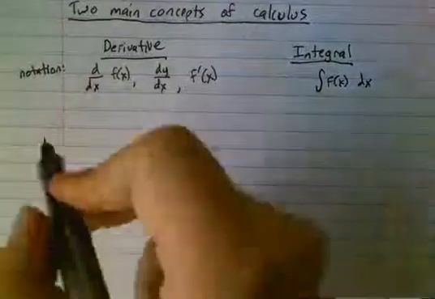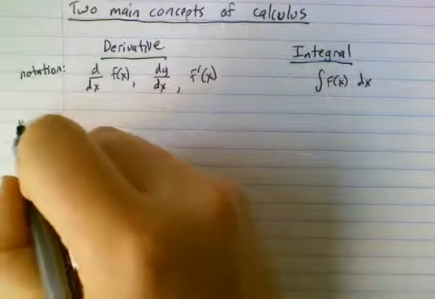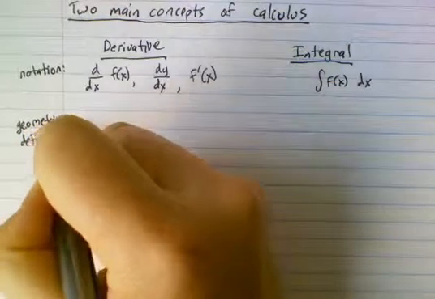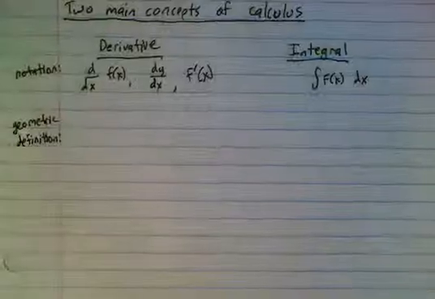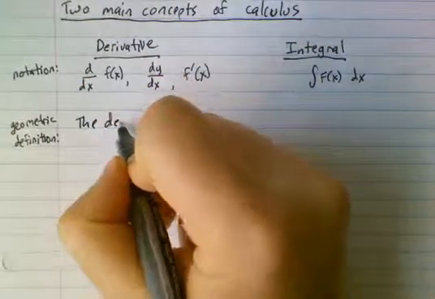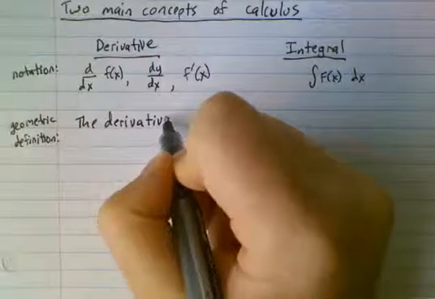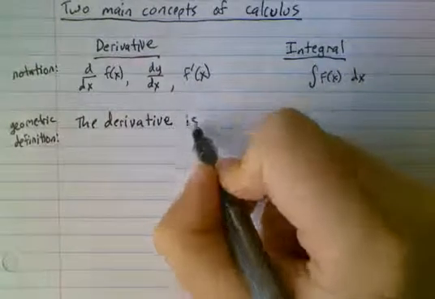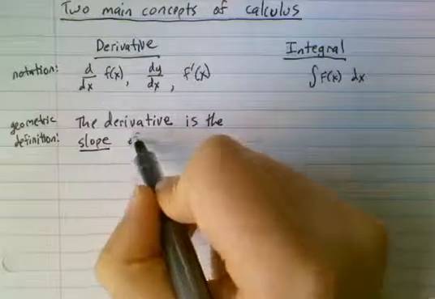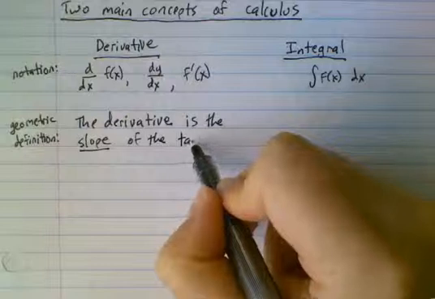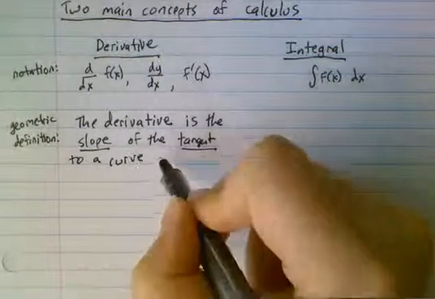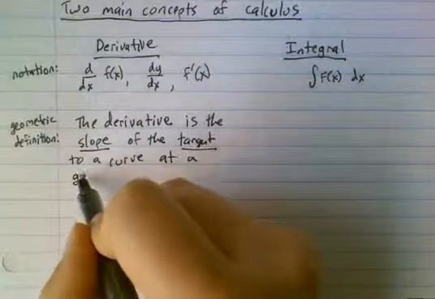We're going to start with the geometric definition of each of these. So the derivative is the slope of the line tangent to a curve at a given point.